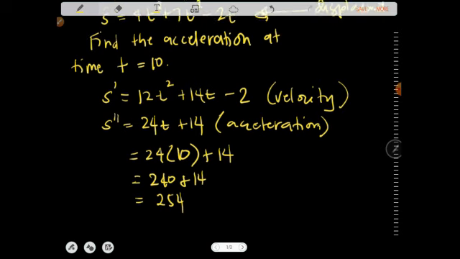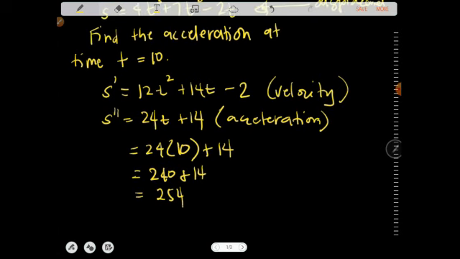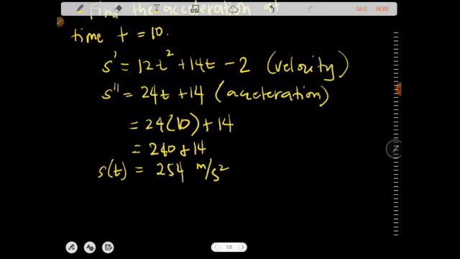Now, let's go back to the function. This displacement is a function of s in terms of t, just like f of x. This is s of t. Now, this 254 is the acceleration with the unit meters per second squared. So this is what we were looking for: the acceleration when our time is 10 seconds.